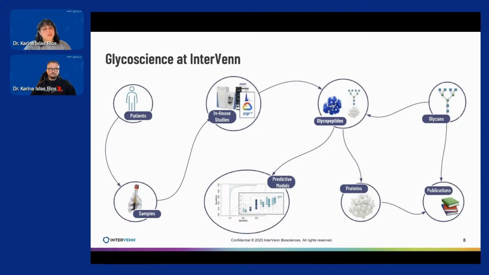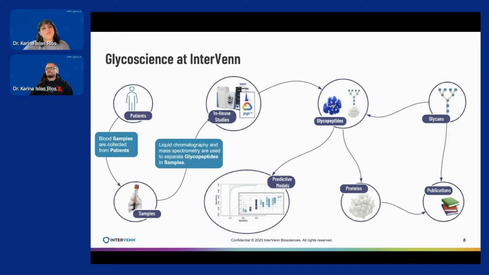What we work with is blood samples from patients, and we analyze the serum or the plasma in these blood samples. They go into methods that are liquid chromatography and mass spectrometry, and this is helping us to quantify the abundance of those glycopeptides. By glycopeptides, I'm referring to the sugar or the saccharide attached to that site in the protein. So that's what we are quantifying.